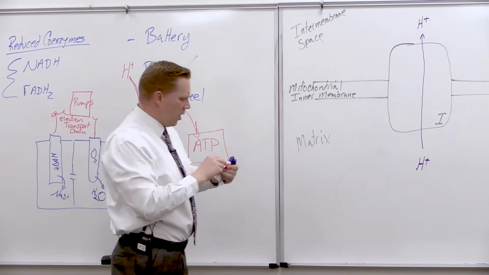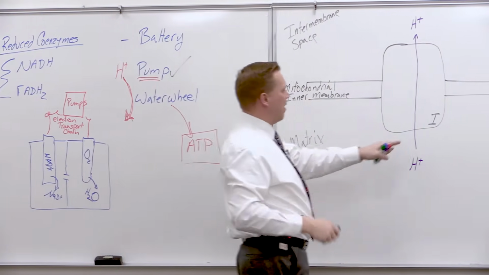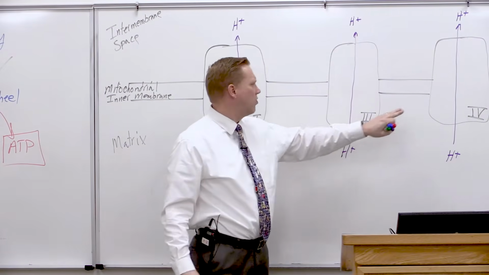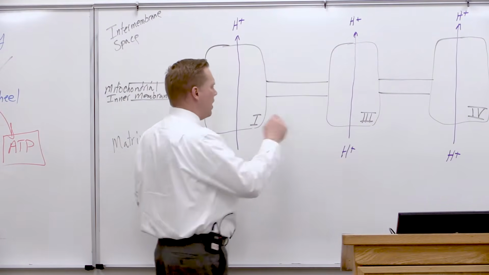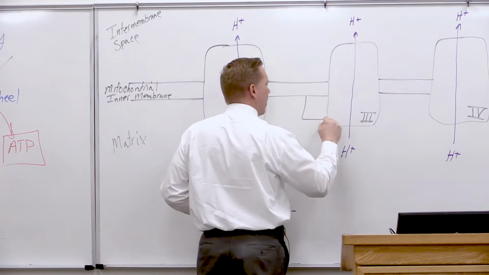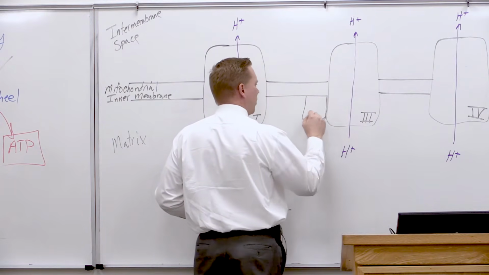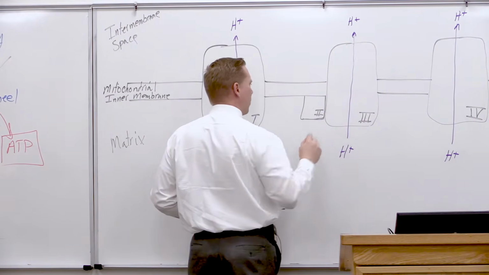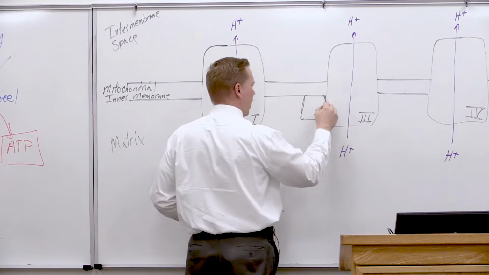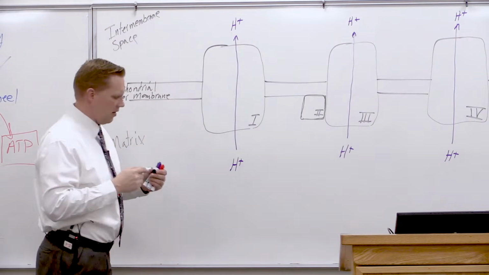There are a couple other players we want to draw. For example, you may have noticed I went 1, and then it looks like I skipped over 2 and went to complex 3 and complex 4. There is a complex 2. It turns out to not be a pump. Complex 2 is located right here. And it's going to be the entry point for FADH2. We'll talk about that in a second.